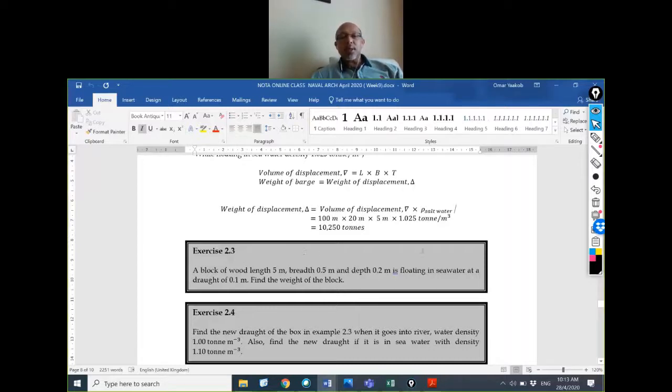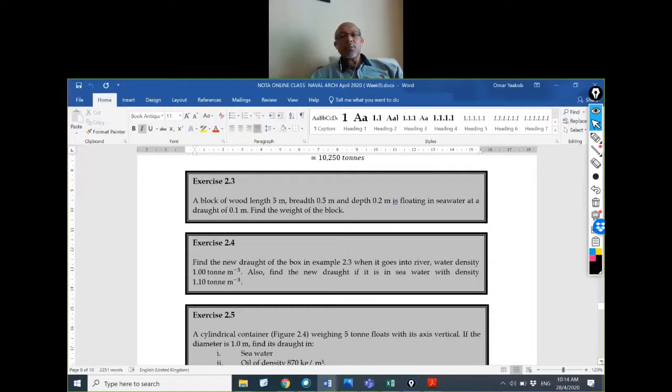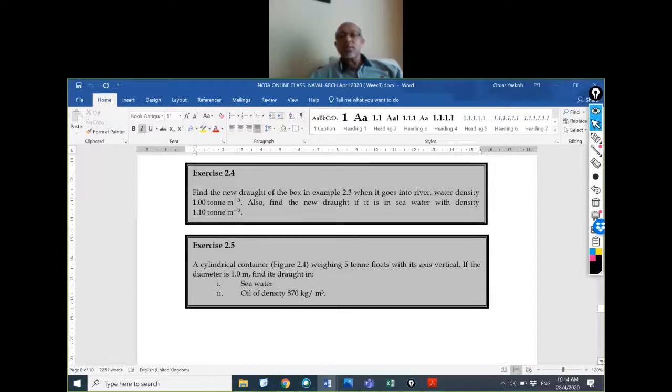Exercise 2.3 is very similar to the previous example. Exercise 2.4 is when you change water density. The same ship, the same box, goes into river water, which has a lower density. What happens to the draft? Or it goes into seawater, which is of higher density. And the density of seawater is not constant; it changes depending on the location and so on. So if the ship goes into a different density, the draft will change.